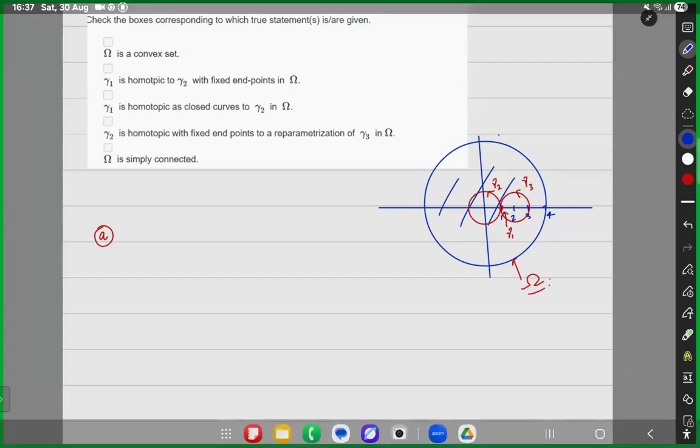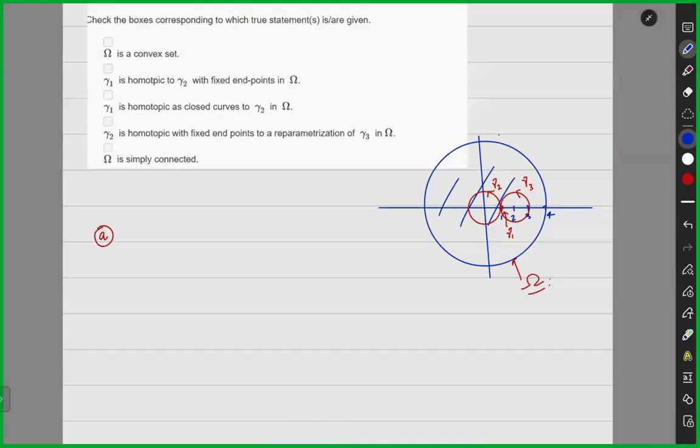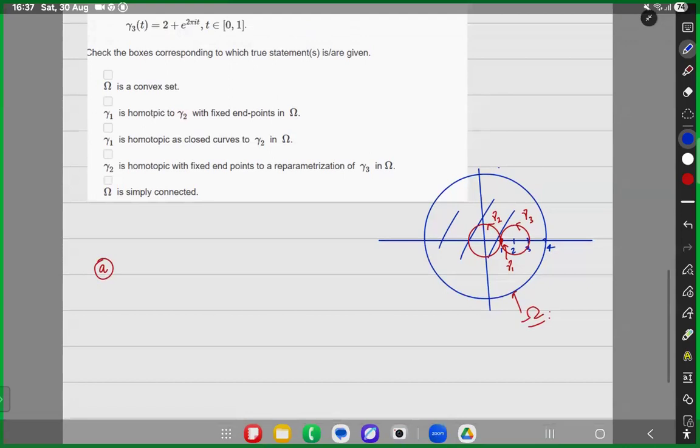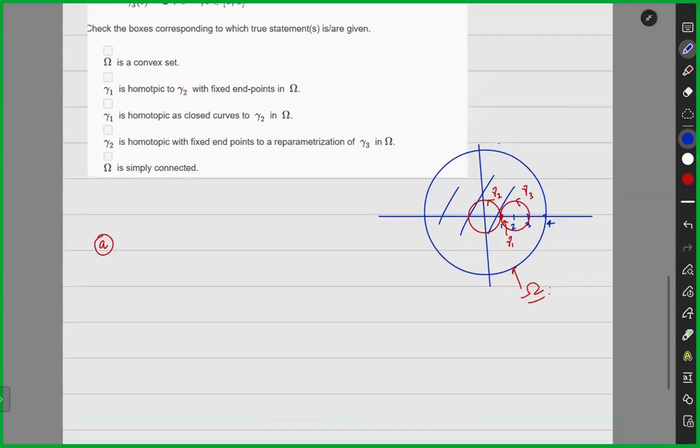Am I audible or not? Yes, sir. Okay, so I am audible and I am asking you a question. You agree with me that omega is a convex set?